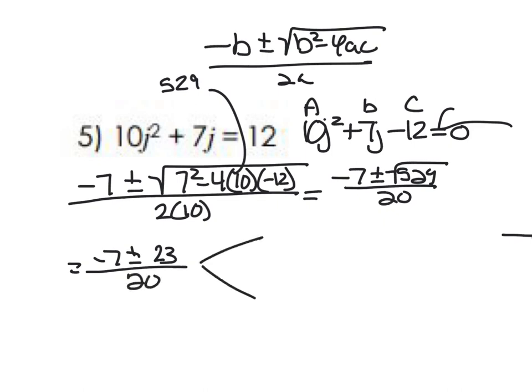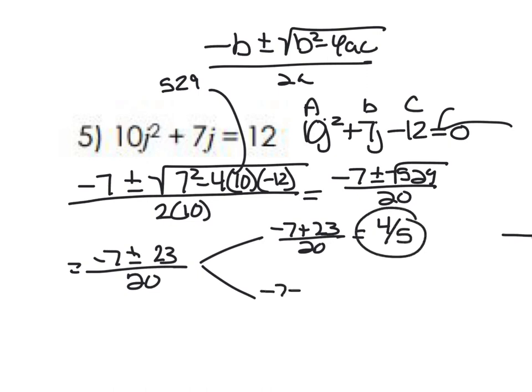So my two answers: negative 7 plus 23 over 20 is 4/5. And negative 7 minus 23, so negative 30, divided by 20 is negative 3 over 2.